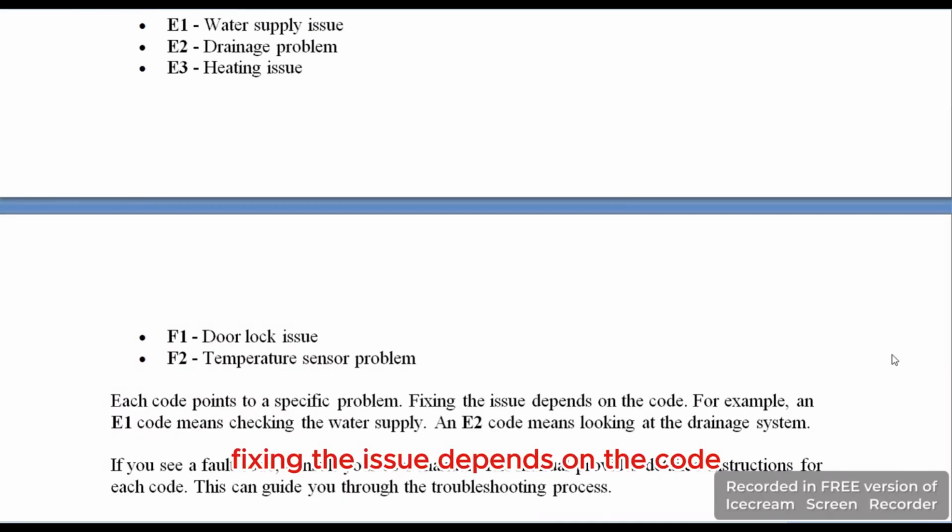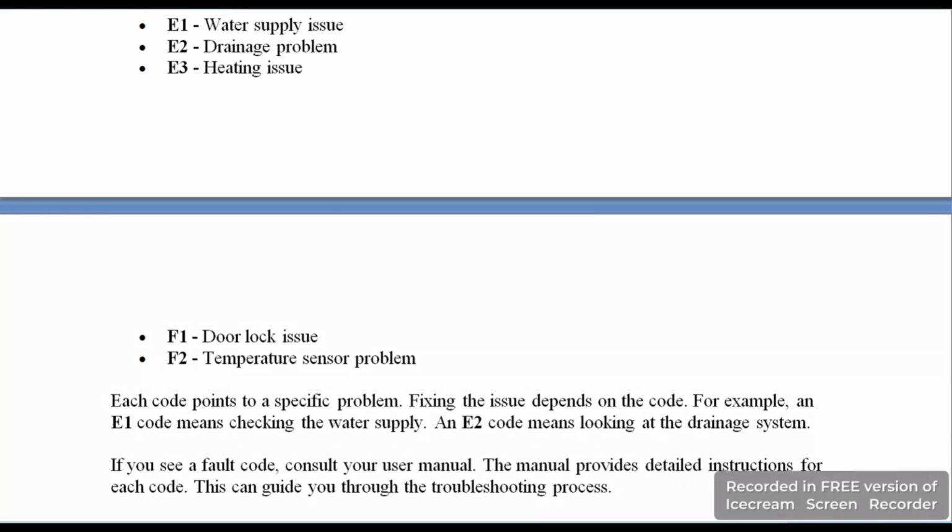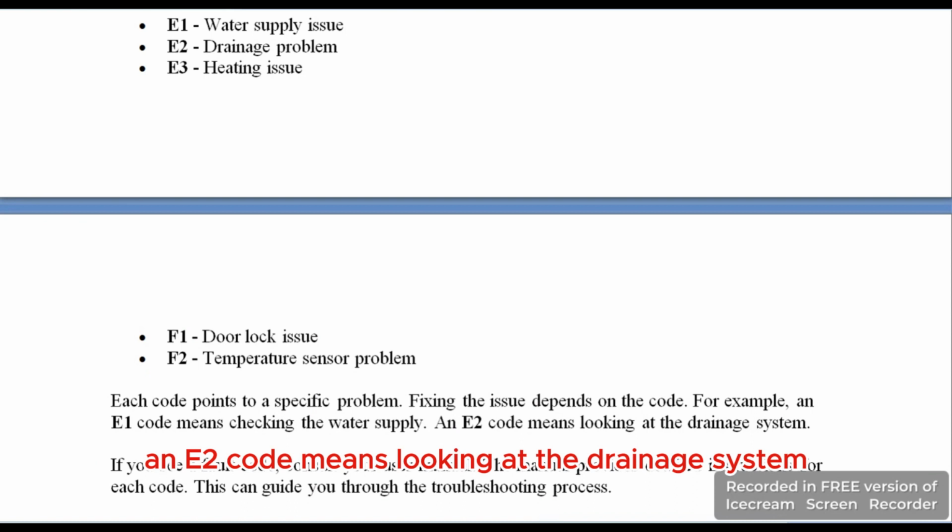Fixing the issue depends on the code. For example, an E1 code means checking the water supply. An E2 code means looking at the drainage system.